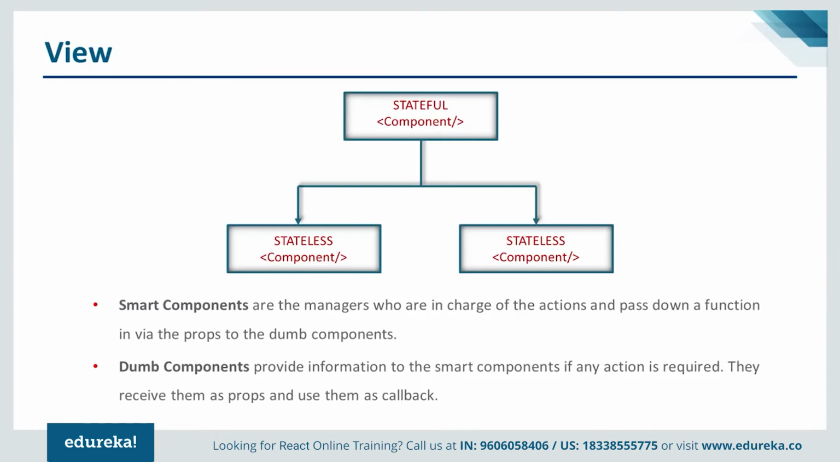Now when I talk about view, there are stateful and stateless components. And again, if I categorize these components, there are smart components and dumb components. So what are smart components? Smart components are the managers who are in charge of the action and pass down functions, which are called props, to the dumb components. Dumb components provide information continuously to the smart components if any action is required. They receive them as props and then use them as callbacks.